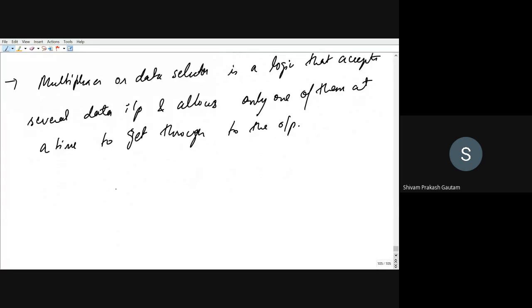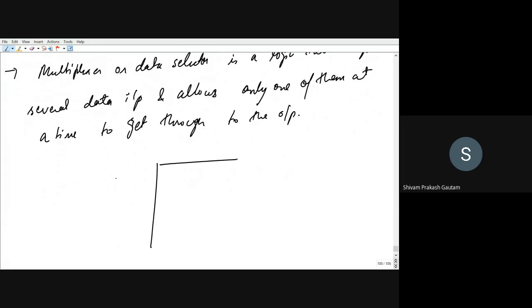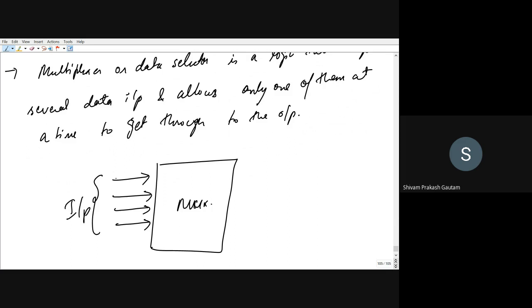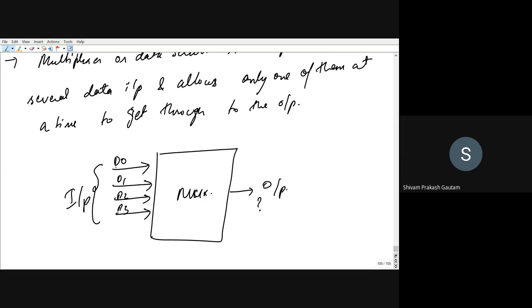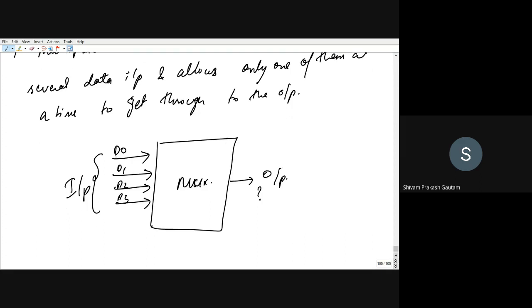So if I want to show it in block diagram view, let us say this is a multiplexer, a box containing some circuitry, which I'm calling a multiplexer. We have several input lines. You can call them inputs, and based upon certain logic, we will get a certain output, right? Only one output will be there, and several inputs can be there. Now, what decides which input should go through to the output? Like if you have D0, D1, D2, and D3, what decides which goes to the output of the multiplexer? This is decided by the select lines.